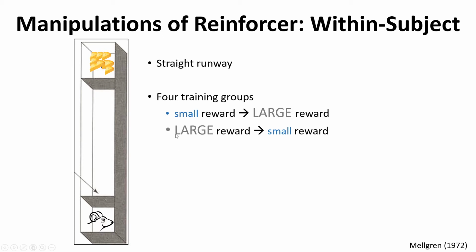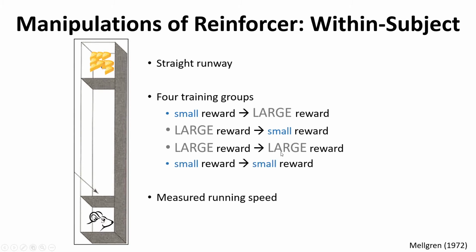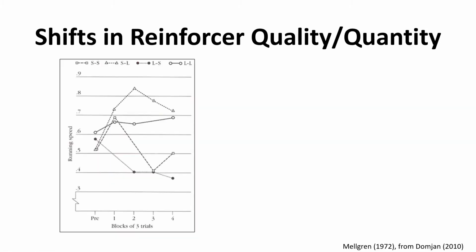The other group would go the opposite way. They would start large and then go small. So they'd start with 10 pieces of cheese, and then they'd be switched over to only getting 1. And then we'd have our control groups, where you start large and stay large, and another group where you start small and you stay small. And then we measure that running speed from the beginning to the end and how that speed changes based on what they were used to originally and what they were experiencing at the end. So let's see what their data looked like.